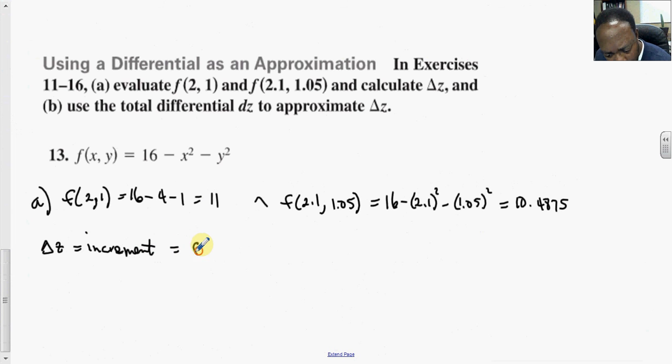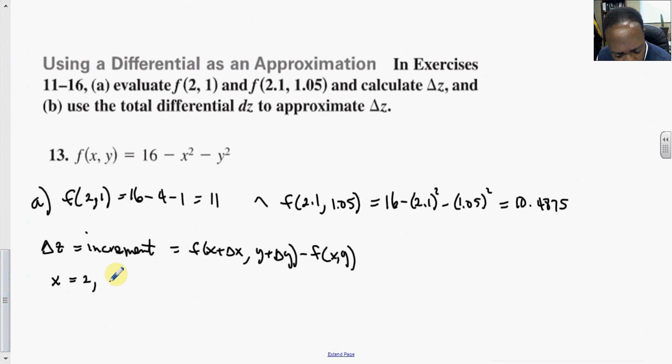So the increment is said to be f of x plus delta x comma y plus delta y, minus f of x, y. Now, do you understand here that x is equal to 2 for this problem? y is equal to 1. Delta x is 0.1 and delta y is 0.05.